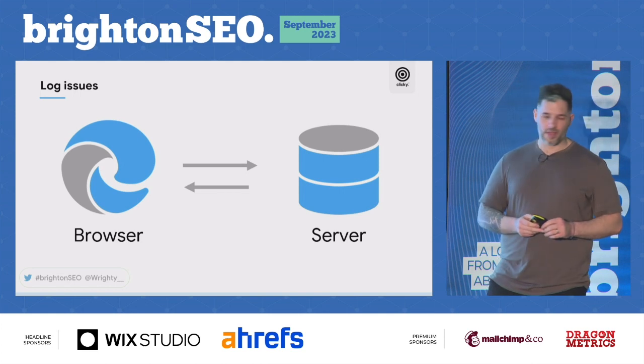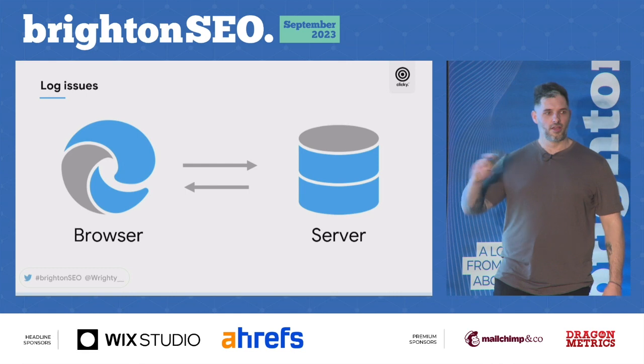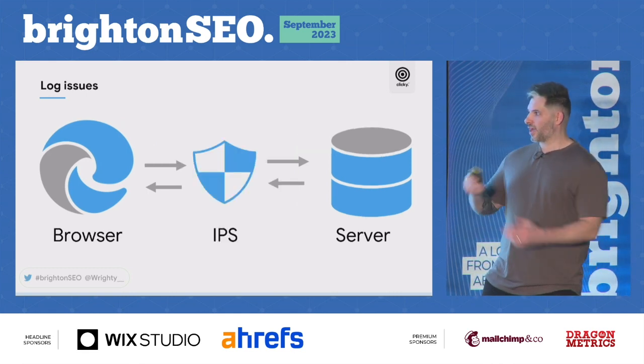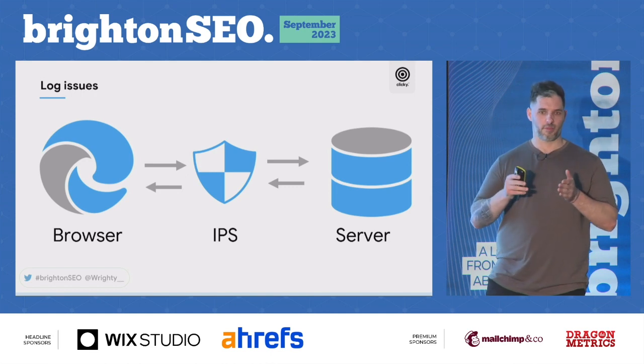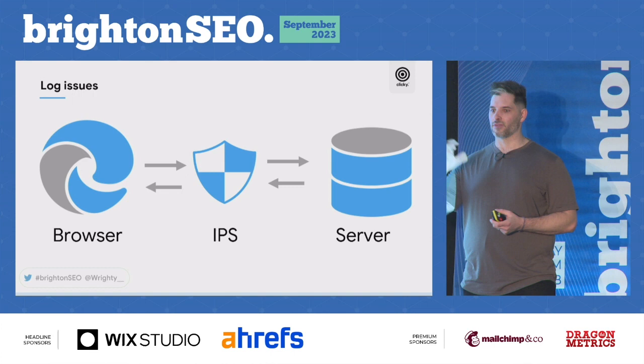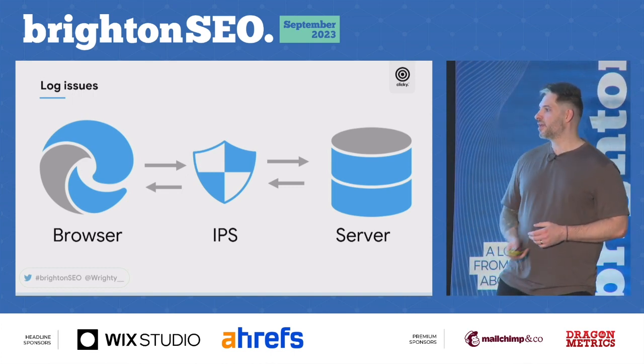But a typical request from a browser to a server might look something like this. The browser requests information from the server, which then returns that information based on the request. The way that an IPS comes in is it sits in between the server and the browser, and it's a security measure. It's to make sure that the traffic is legitimate, that it's not trying to overload the server, and it gives you quite a lot of protection from that perspective because you've got a proxy in between.